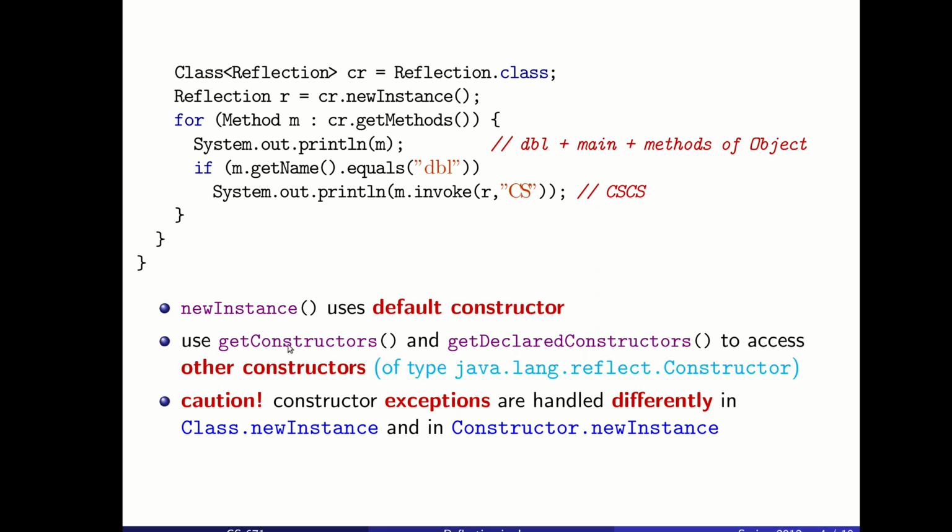We can use getConstructors or getDeclaredConstructors to access the different constructors that are not just the default one with no parameters. It is worth also paying attention that the way that exceptions are handled is different between Class.newInstance and Constructor.newInstance. They both have the same method name, but they're two different structures inside of the reflection package, and you should pay attention to which one you're using so that you know and handle the correct exceptions for each of those.